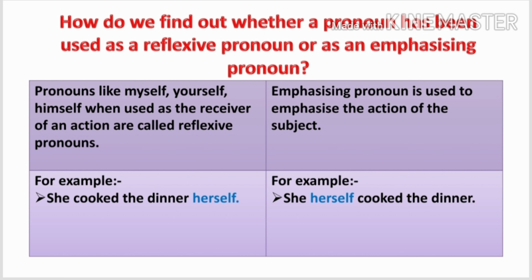I hope the usage and the function of the reflexive pronoun and emphasizing pronoun has been clear to you. If you have any doubt or query, you can ask me.